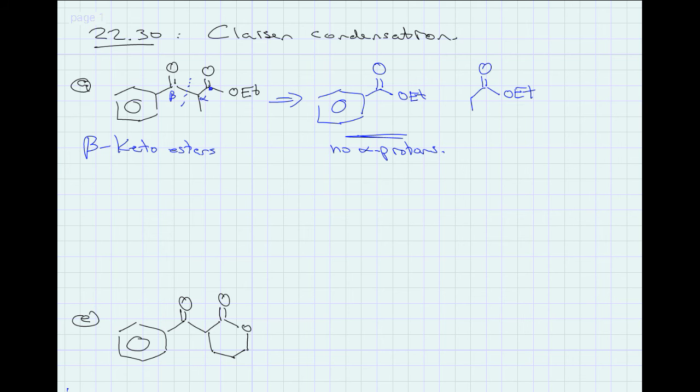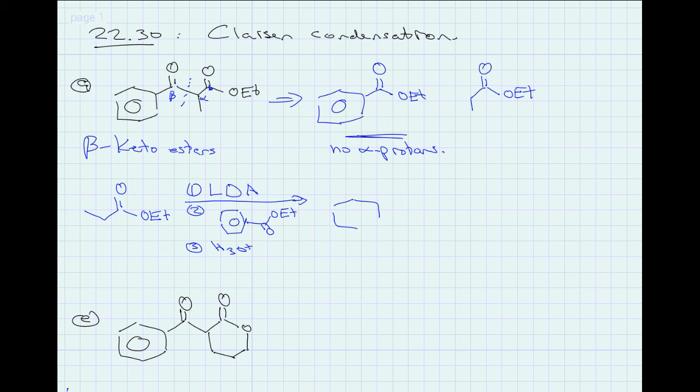So the way we would write this out is we would start with our starting material, and we would treat that with a strong base, a very strong base like LDA, so that we get an irreversible reaction. LDA, and then the second step will be to add in our other ester. And the third step in a Claisen condensation reaction is always treating with aqueous acid. And that will give us our product.